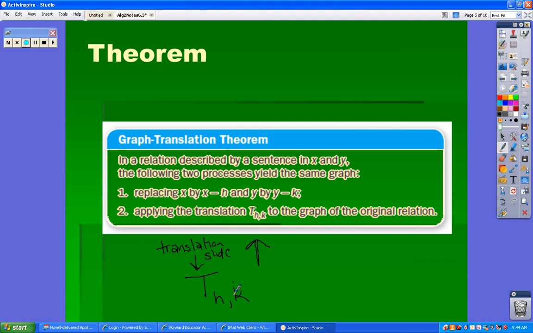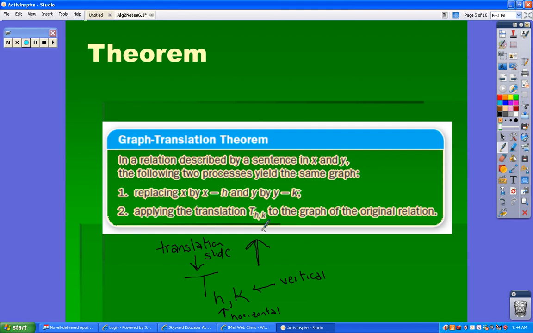So what we're going to do, h is going to be the horizontal movement, and k is going to be the vertical movement.